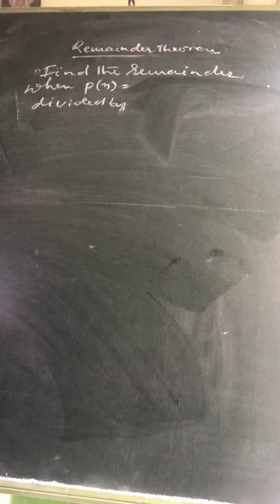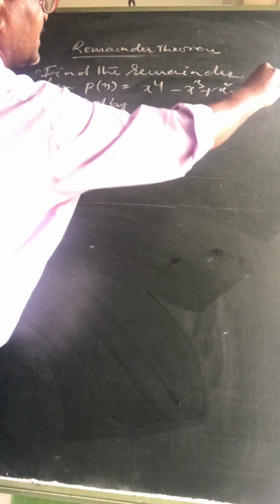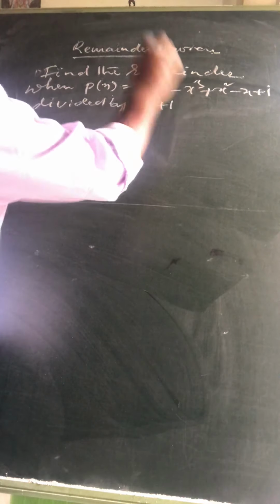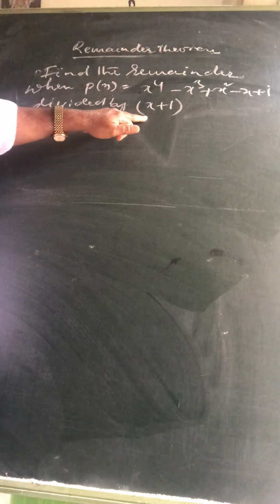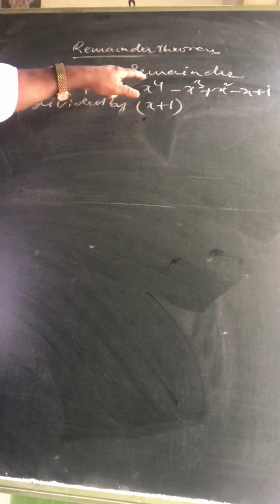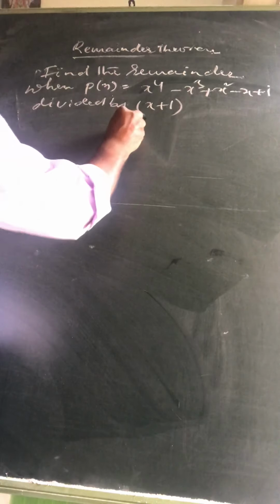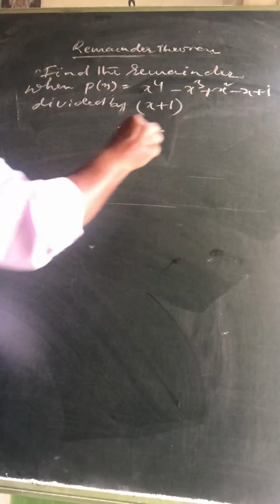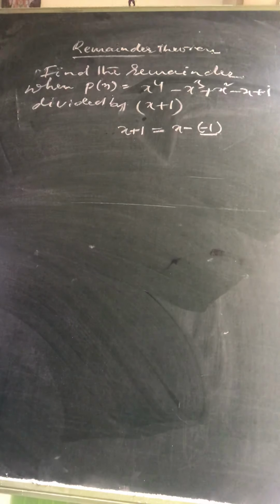Find the remainder when p of x is equal to x to the power of 4 minus x cube plus x square minus x plus 1 is divided by x plus 1. It is a fourth degree polynomial, and this is a first degree polynomial. It need not be only fourth degree, it can be any degree. Now x plus 1 should be written in the form of a linear polynomial, x minus minus 1. So in the place of a we should write minus 1.